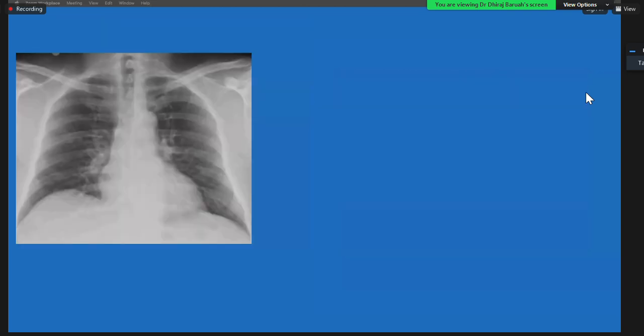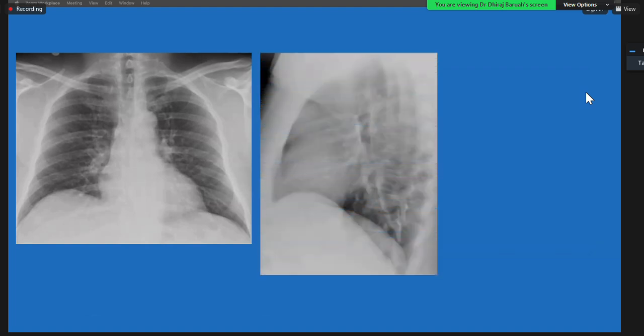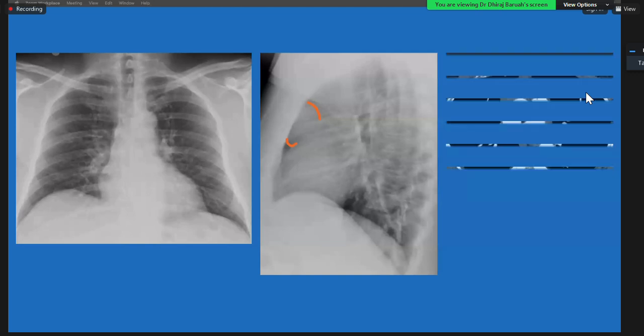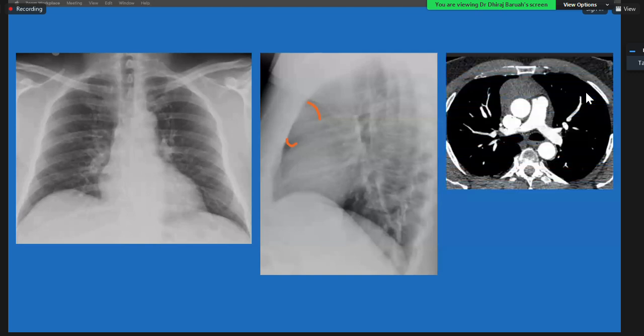And if you look at this X-ray, you do not see any abnormality, but on the lateral X-ray, you see there is an abnormality in the retrosternal area, and this is a lesion in the mediastinum. Sometimes it may be a lung lesion, so you'll have to look at that area.